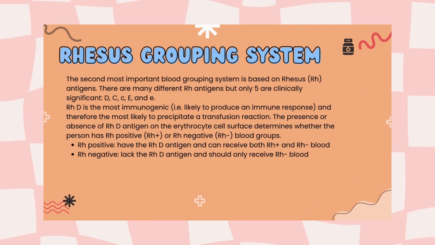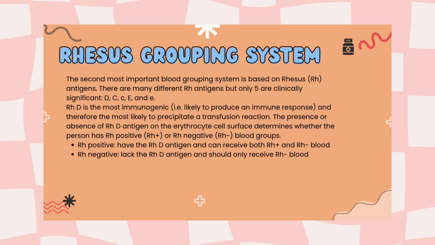Now let's discuss another blood grouping system, the rhesus grouping system. The second most important blood grouping system is based on rhesus, Rh, antigens. There are many different Rh antigens but only 5 are clinically significant: D, C, c, E, and e. RhD is the most immunogenic, i.e. likely to produce an immune response, and therefore the most likely to precipitate a transfusion reaction.